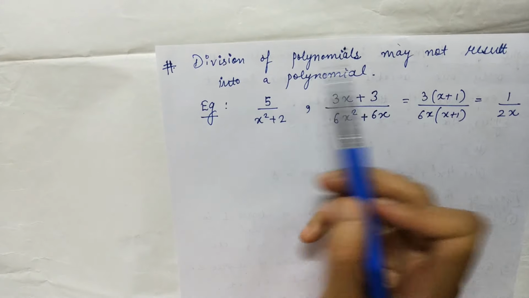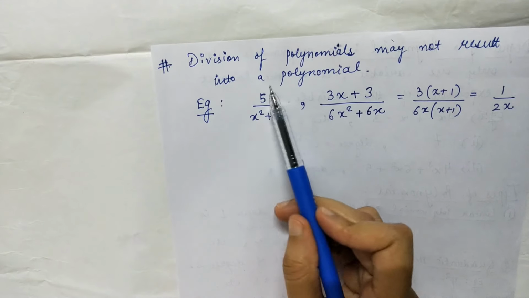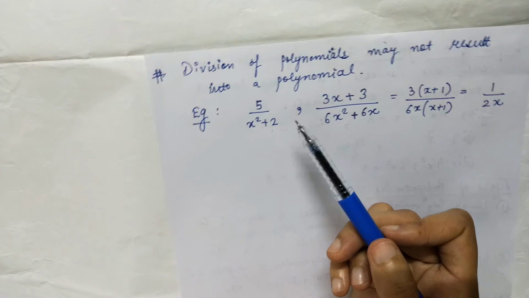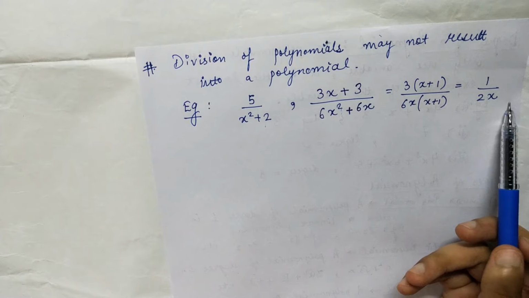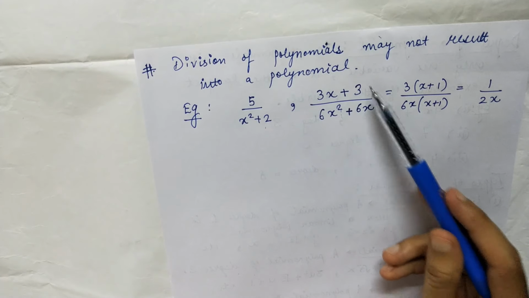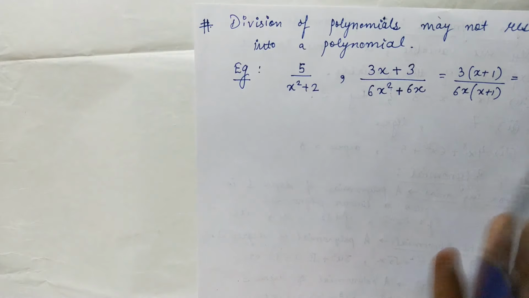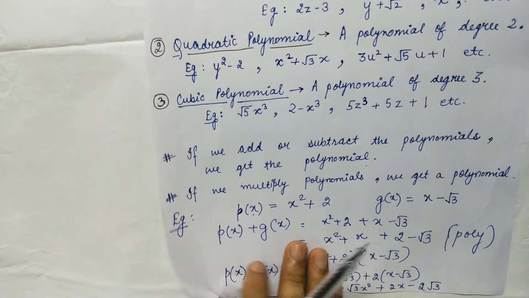But the division of polynomials may not result in a polynomial. For example, 5 upon this: this is a polynomial and this is a polynomial, but if we divide them, we may not get a polynomial. In some cases, we can get a polynomial. This is a case where we do not get a polynomial, but with some other example you may get one. So in addition, subtraction and multiplication we always get polynomials, but in division we may or may not.